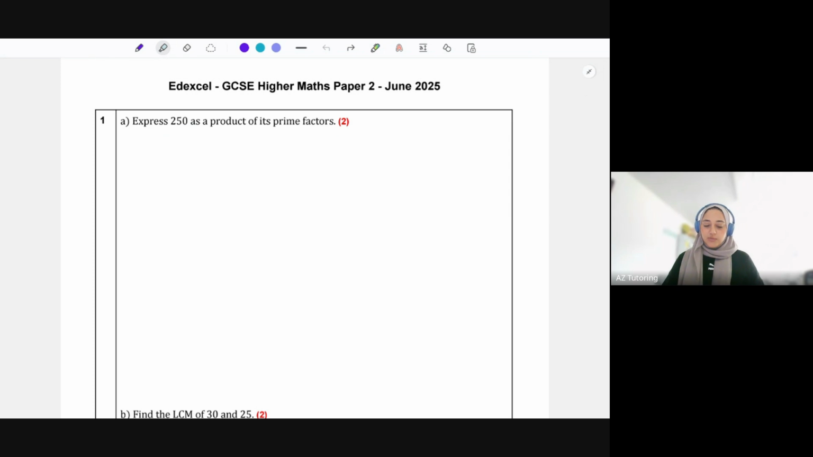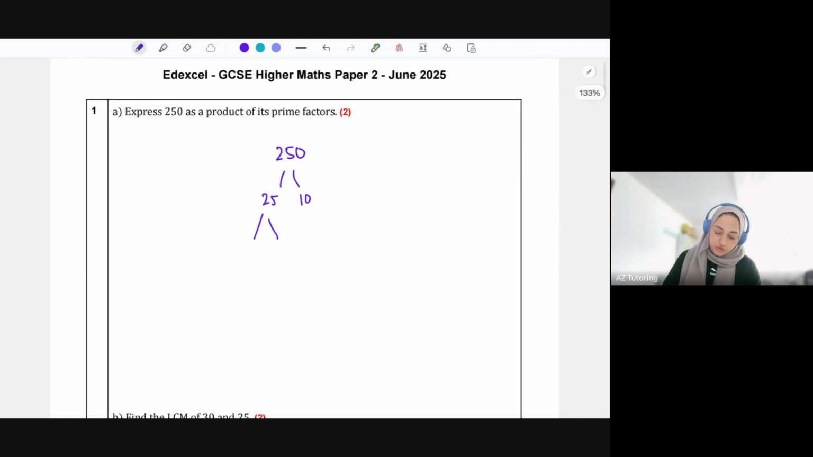The first question says express 250 as a product of its prime factors. So if I get 250, two numbers that multiply to give me 250 are 25 and 10. Are they both prime numbers? Nope, so the tree will continue. Two numbers that multiply to give me 25 are 5 and 5. They're both prime numbers, so let's just circle them. Two numbers that multiply to give me 10 are 2 and 5. Again, they're both prime numbers, so I can just circle them.